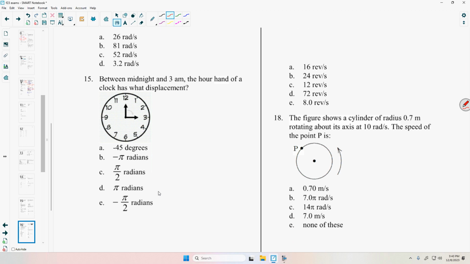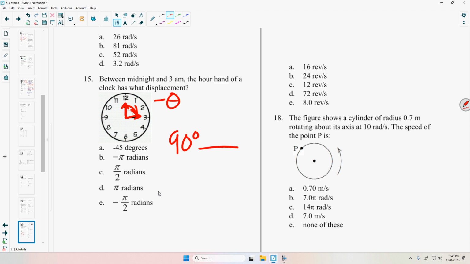So between midnight and 3 a.m., the hour hand has what displacement? Between midnight, the hour hand is right here, and 3 a.m., it's right there. That means it's going in that direction. So it's clockwise, so it's going to be negative. It's going to have a negative displacement. And then that's 90 degrees. So you have to convert that 90 degrees to radians.